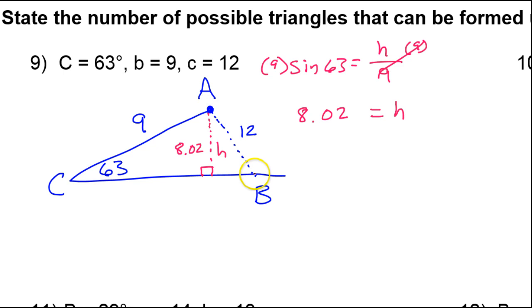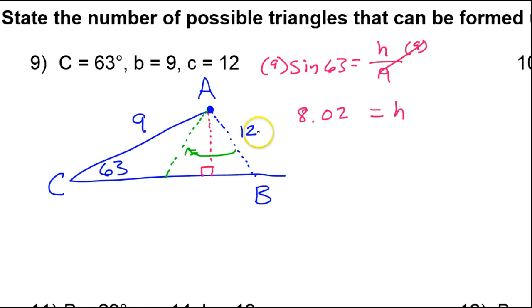So, is the swing side long enough to reach? Yes, the swing side is longer than the height. So it will definitely form at least one triangle. So now the question is, will it be just one triangle or two? Well, that depends on whether or not we can make another triangle. Let me just move this for a moment. Can we make another triangle by letting this swing to the inside? So can I make another triangle in here, like this?